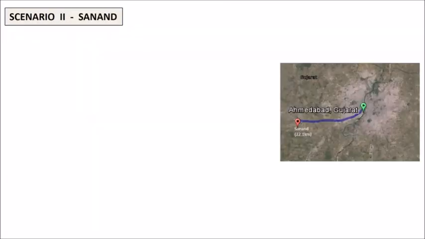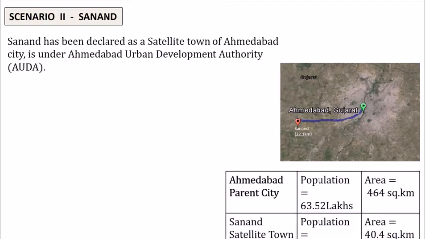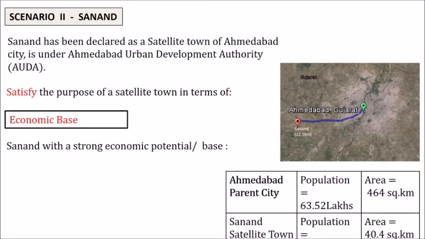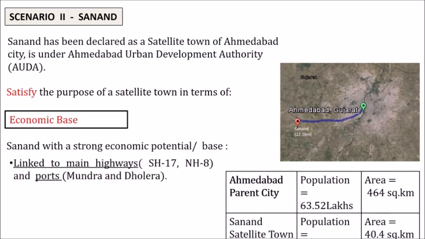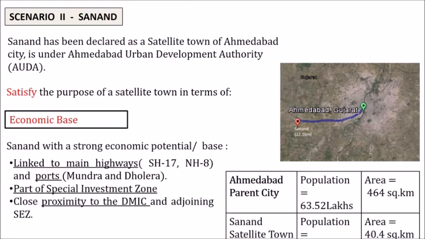Coming to the next case, that is scenario 2, where Sanand was planned as a satellite town to Ahmedabad, under the Ahmedabad Urban Development Authority, to satisfy the purpose of a satellite town in terms of economic base. Sanand had strong economic potential. It was linked to main highways, that is state highways and national highways, and to the ports of Mundra and Dholera. It was part of a special investment zone, and in close proximity to DMIC and the adjoining SEZ. The factory manufacturing Tata's Nano cars was a main economic driver in Sanand. Sanand had a population of about 41,000.